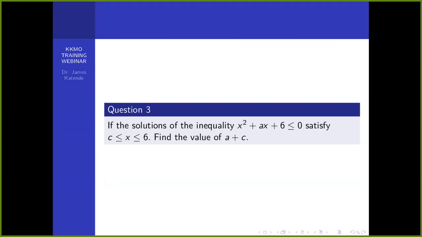So question 3. This one says, if the solutions of the inequality x squared plus ax plus 6 is less than or equal to 0 satisfy this inequality, the solutions lie between c and 6 exclusive. So the question is, can you find the value of a plus c?